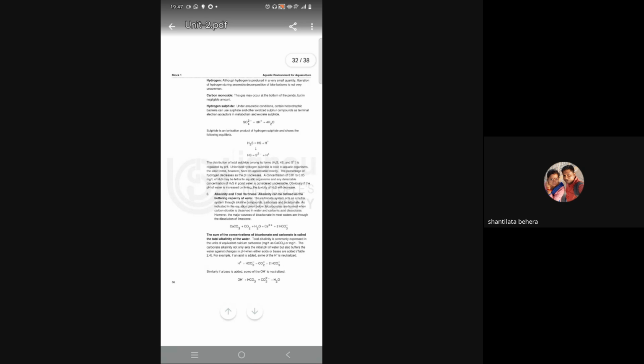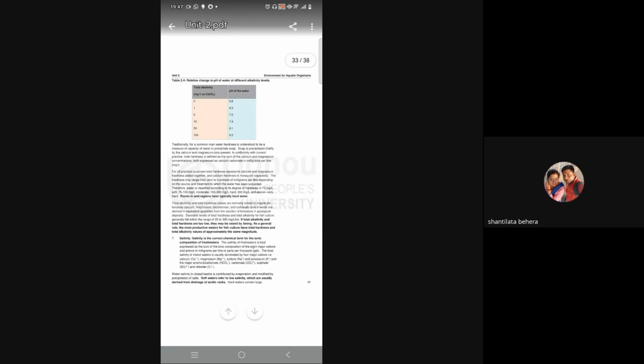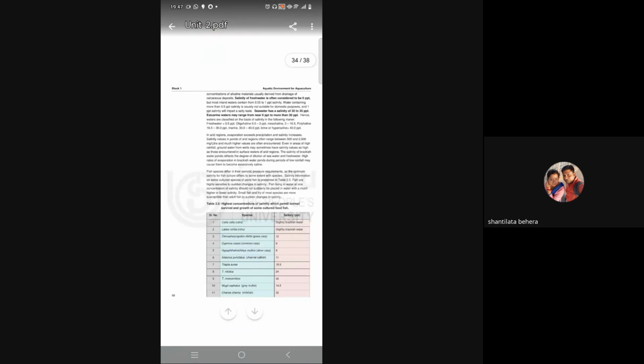Other dissolved gases like nitrogen, sulfur dioxide, hydrogen, carbon monoxide, hydrogen sulfide, either an increase or decrease in their concentration affects the growth of animals and plants. Then alkalinity or total hardness. Water hardness, we say hard water when the solute concentration is higher. If the concentration of solute in hard water increases, that also has an effect on the growth of plant and animal. So these are all about this. Next is salinity.